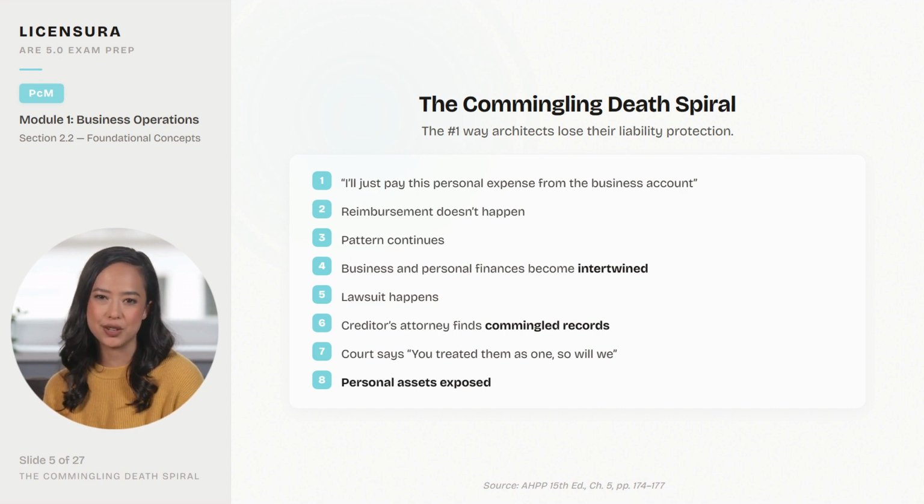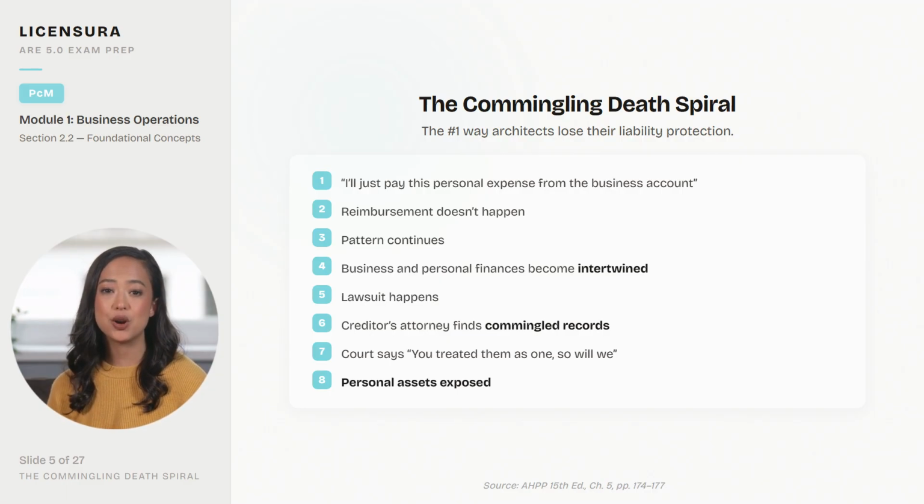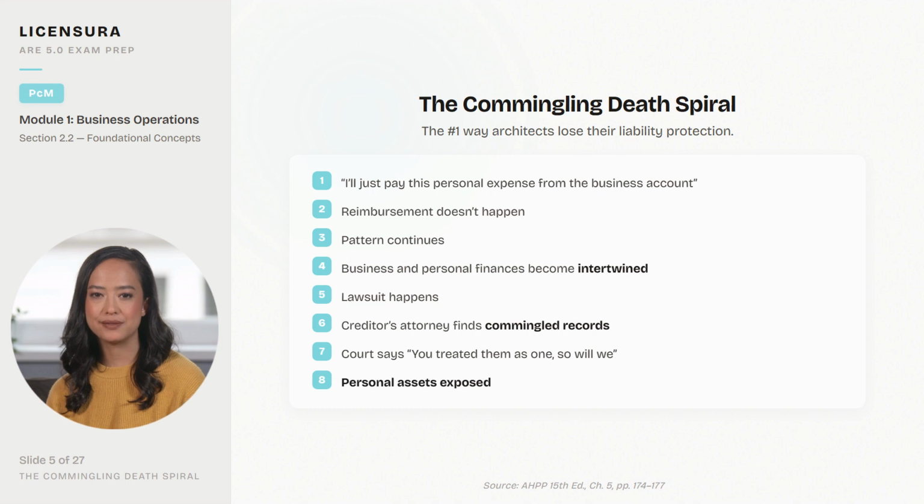Step 5. A lawsuit hits. Step 6. The creditor's attorney digs through your bank records and finds those mixed transactions. Step 7. The court says, you treated them as one entity, so will we. And Step 8. Your personal assets are fully exposed. Everything the LLC was supposed to protect is now on the table. This happens to real architects. It starts with one convenient transaction and ends with losing everything you've built.